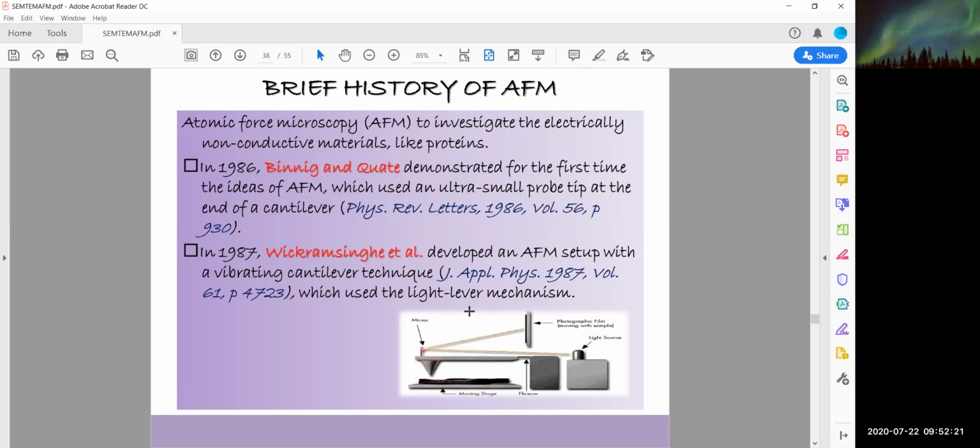So from that line, from that curvature, you guys understand where the atom is and where the depression is. Okay, now we read this. Atomic force microscopy is to investigate the electrically non-conductive materials like proteins, etc.